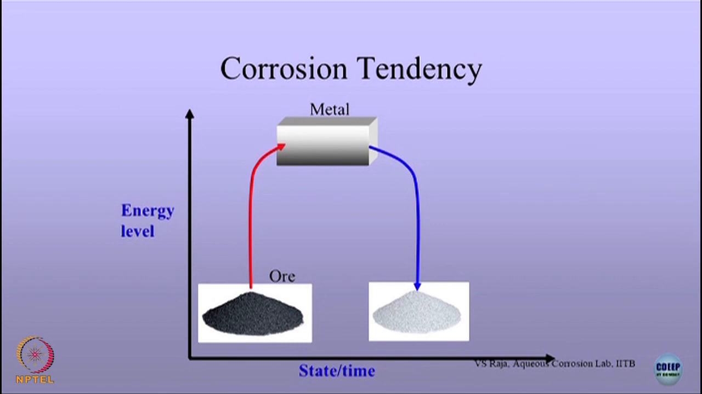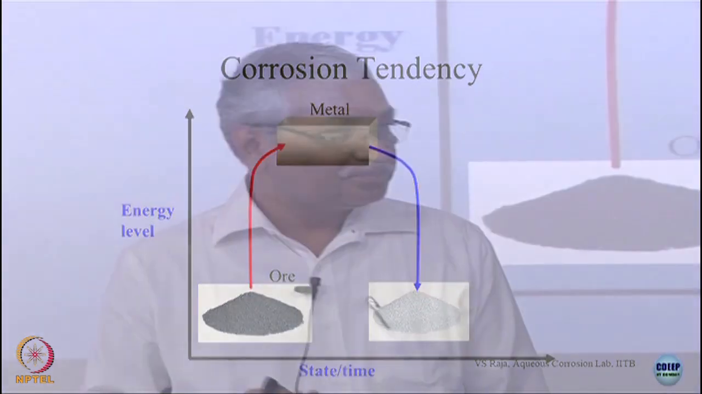You convert by providing energy, right? You provide energy, you reduce this. The energy is increased because of the conversion. So, the energy of the metal is higher than the energy of the ore. What is natural is that what goes up has to fall down, that is nature's law, the physics says that. So, when it interacts with the environment, what happens? It goes back to its original state. So, what drives corrosion? The free energy change that drives corrosion.